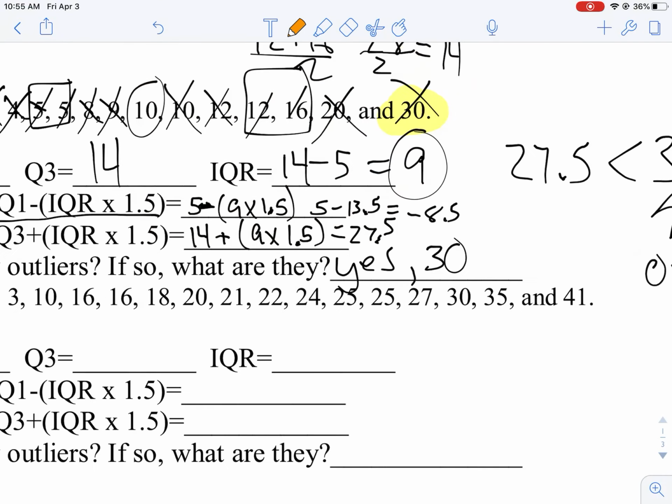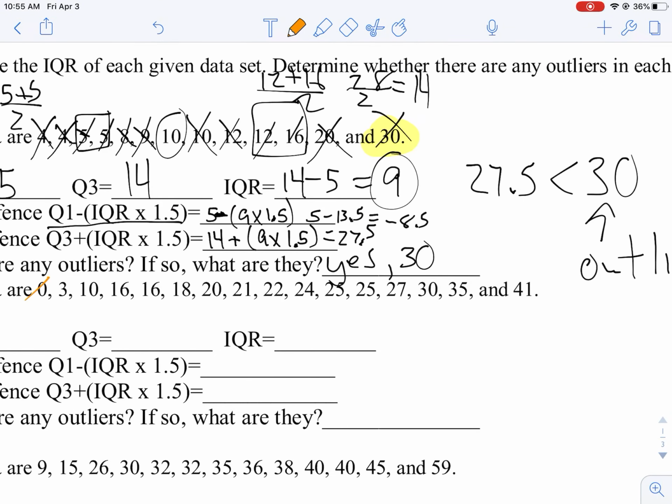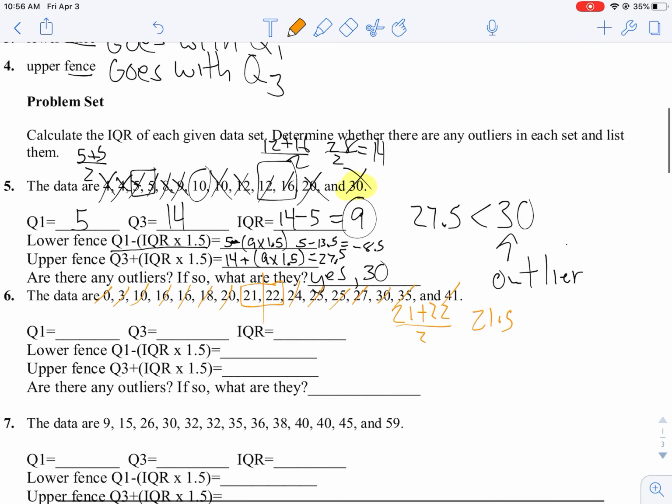First and foremost, I have to find my median. So I'm going to count in from each end, 0, 41, and so on. On my median, I have 2 in the middle, so I'm going to go 21 plus 22 over 2. So my median is 21.5. I'm going to split there. I don't have to record it.